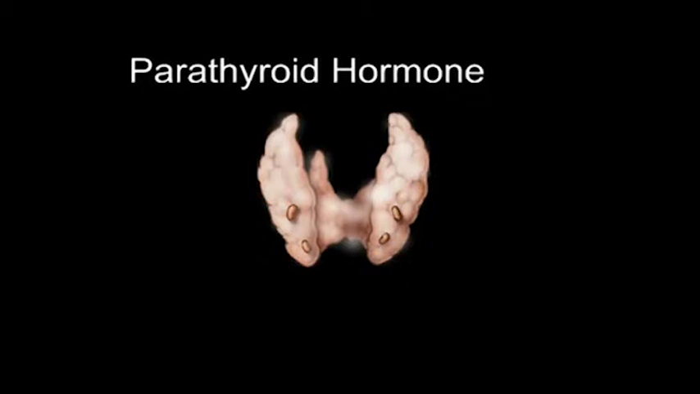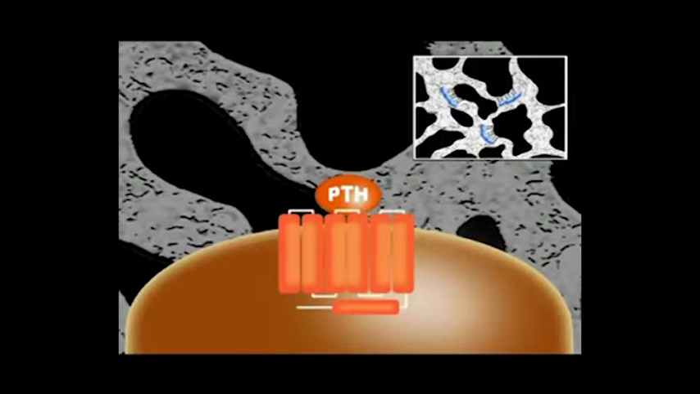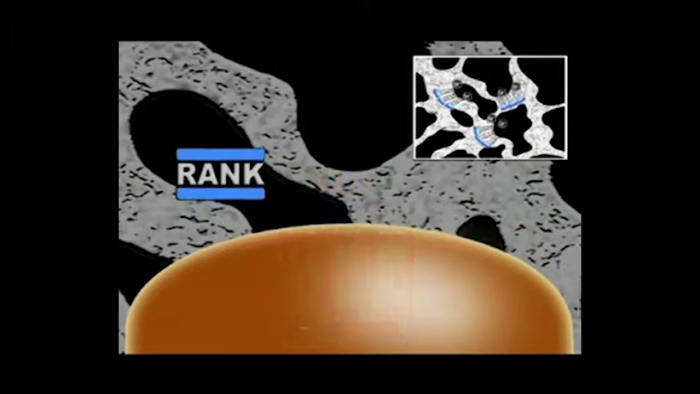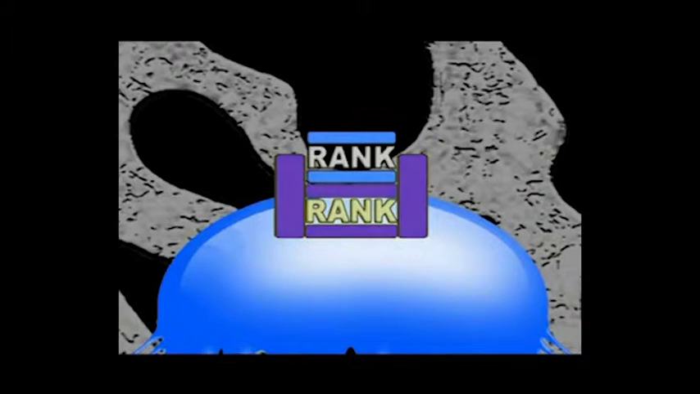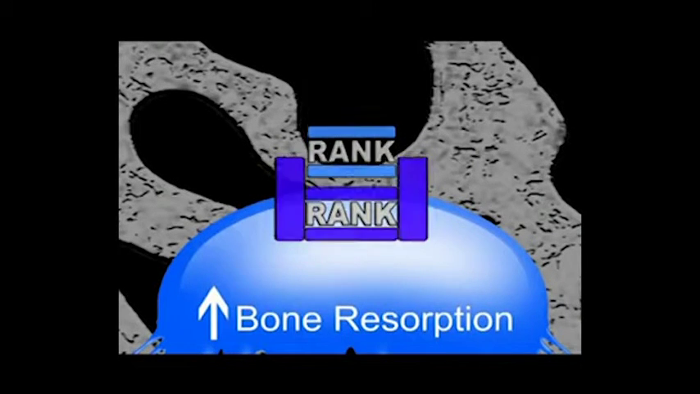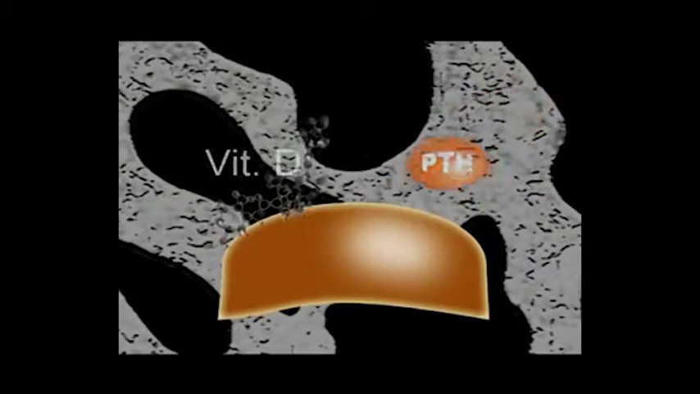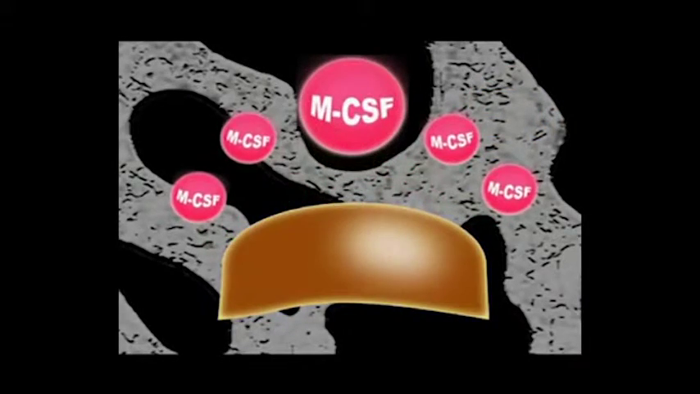Parathyroid hormones indirectly stimulate bone resorption by binding to receptors on osteoblasts, which stimulates the release of IL-6 and RANK ligand, which promote resorption. The RANK ligand binds to the RANK receptor on the osteoclasts, stimulating bone resorption. Bone resorption is also stimulated by parathyroid hormone and vitamin D. These 2 factors stimulate osteoblasts to release MCSF, which promotes proliferation of osteoclasts.